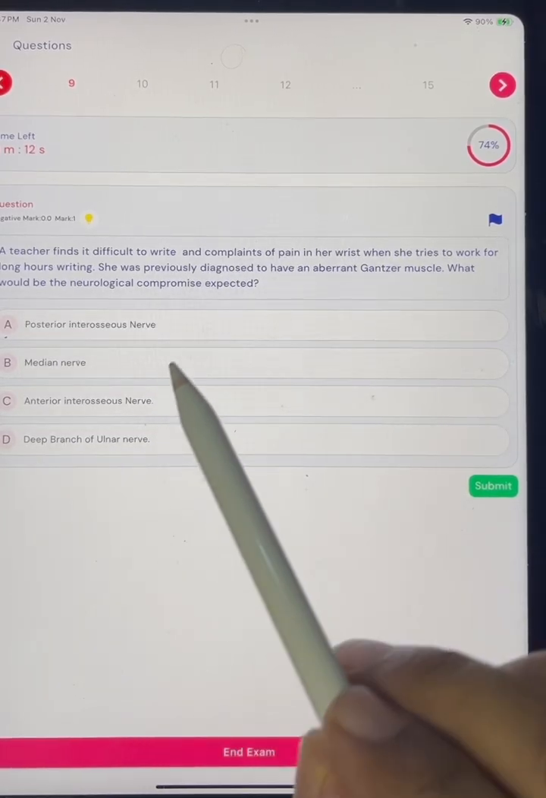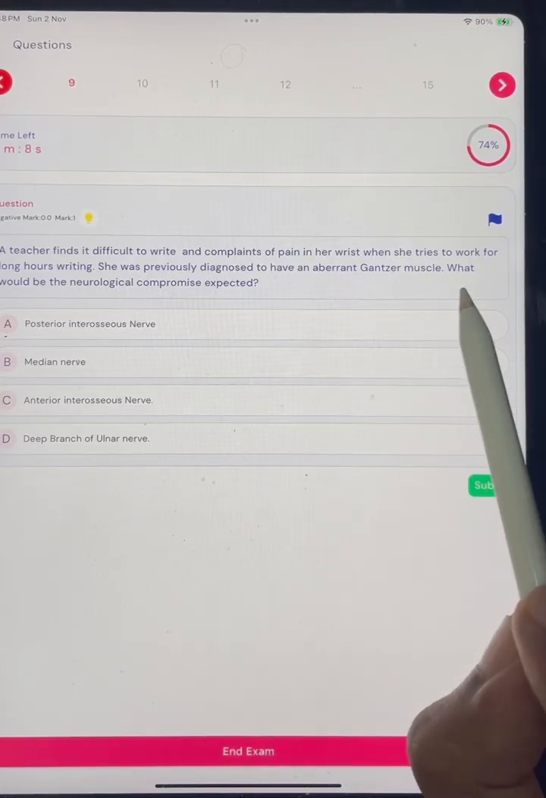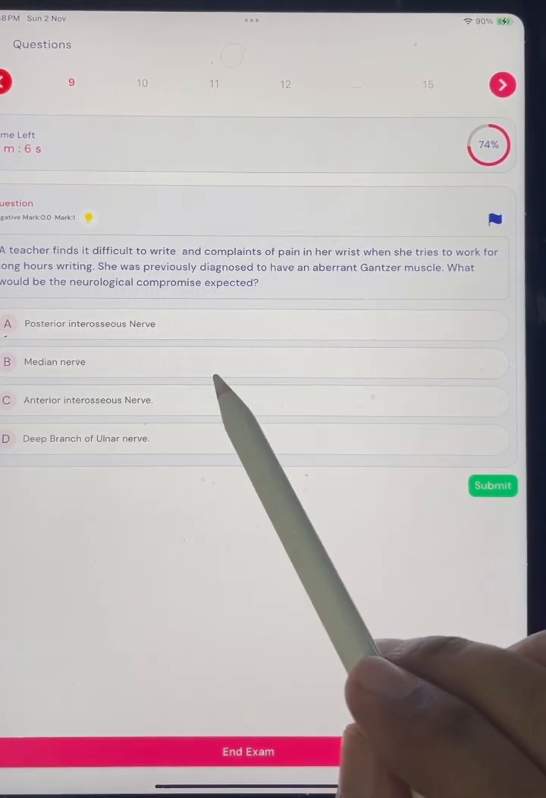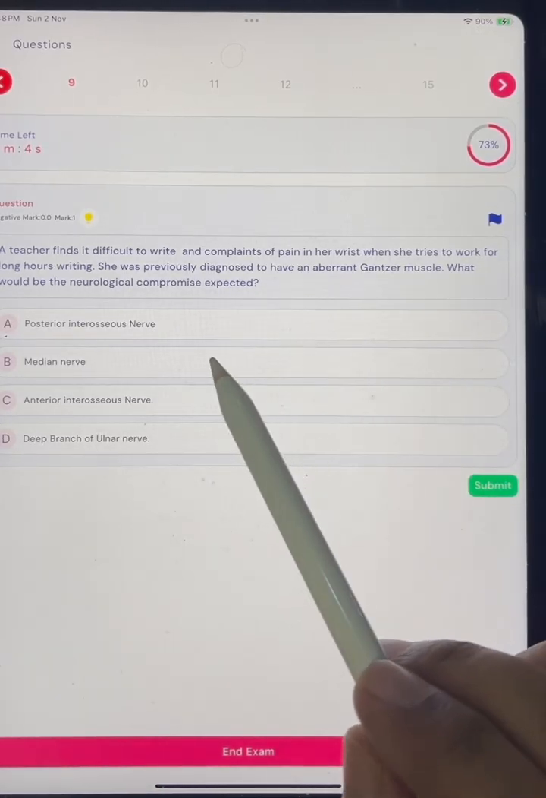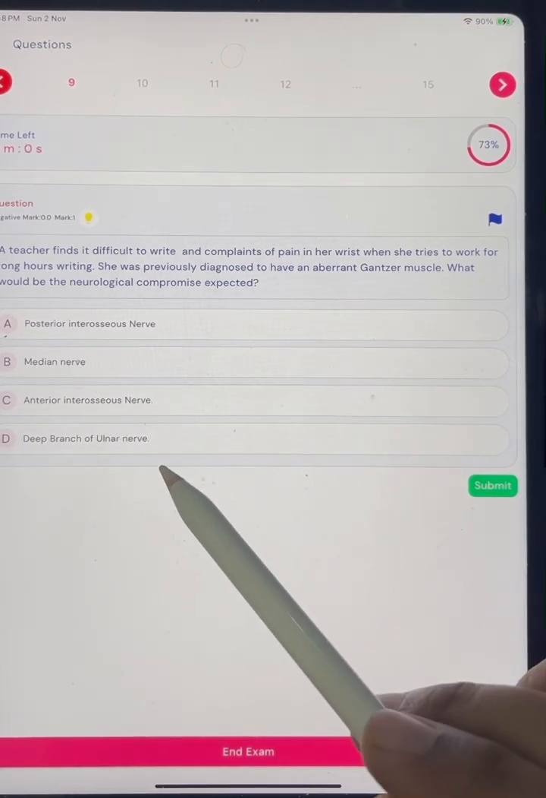A teacher finds it difficult to write and complains of pain in her wrist when she tries to work for long hours. This is the median nerve, carpal tunnel, aberrant Gantzer. So what is there? One is the median nerve, anterolateral, the deep ulnar nerve.